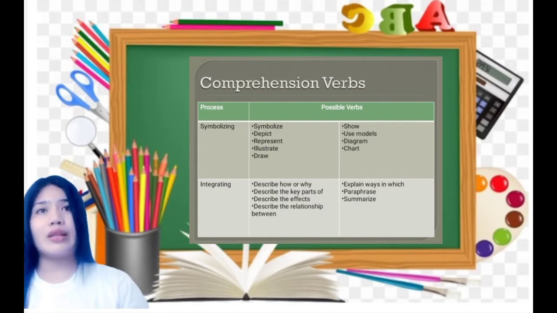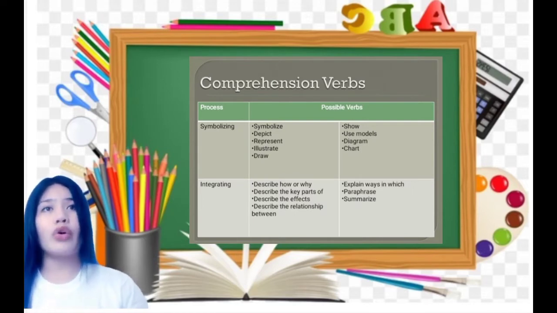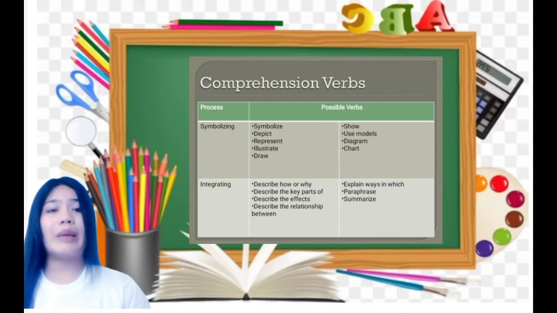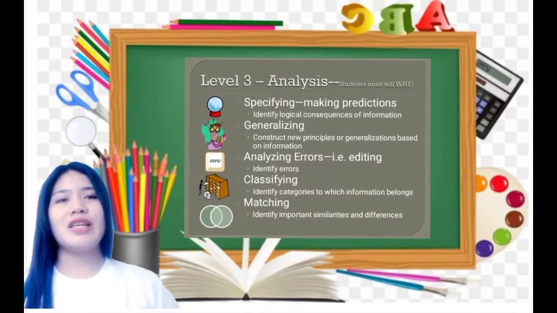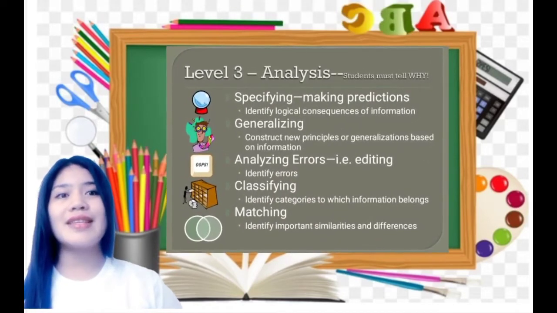So in integrating: describe how or why, describe the key parts of, describe the effects, describe the relationship between, explain ways in which, paraphrase, and summarize. Now, let us proceed to level 3, which is analysis.